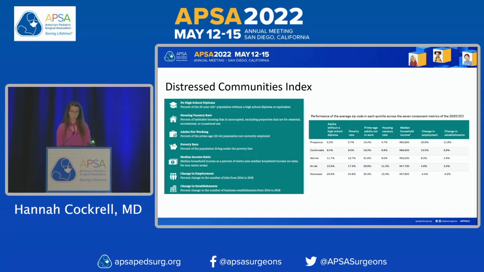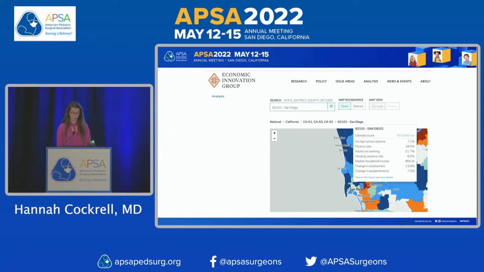Measures for each zip code are described in 5 tiers ranging from prosperous to distressed. An interactive map on the Economic Innovation Group website allows researchers to search individual zip codes. Data for the city of San Diego is shown on the slide. To access the full index data set, however, researchers must obtain a license to download the Excel workbook.